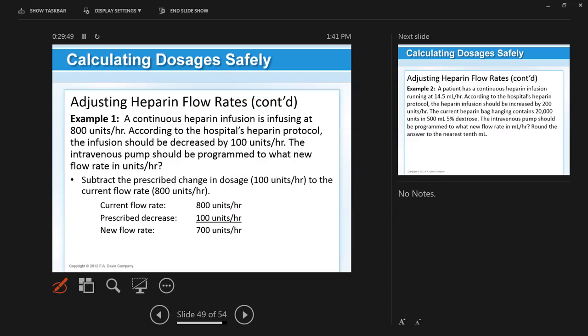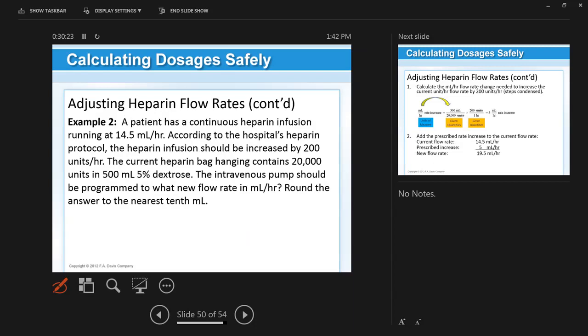When we look at adjusting a flow rate, I have an example here that we'll go through. Continuous heparin infusion is infusing at 800 units per hour. According to the hospital's heparin protocol, the infusion should be decreased by 100 units per hour. The IV pump should be programmed to what new rate? And this is pretty easy. We can just subtract 100 from 800, and you would always have a calculator available to you on the floor as well as in any practice setting. So you could just take 800 minus 100.